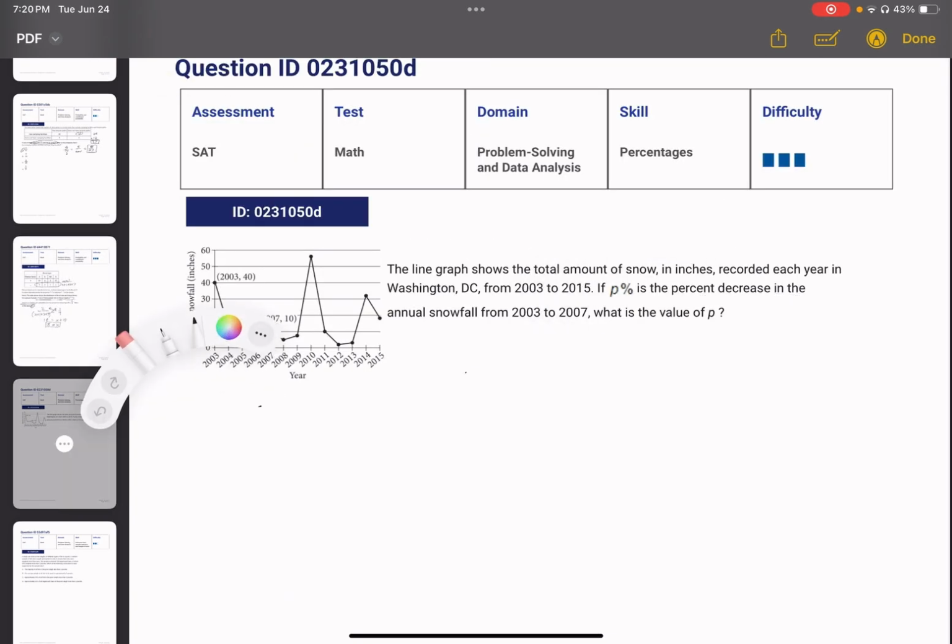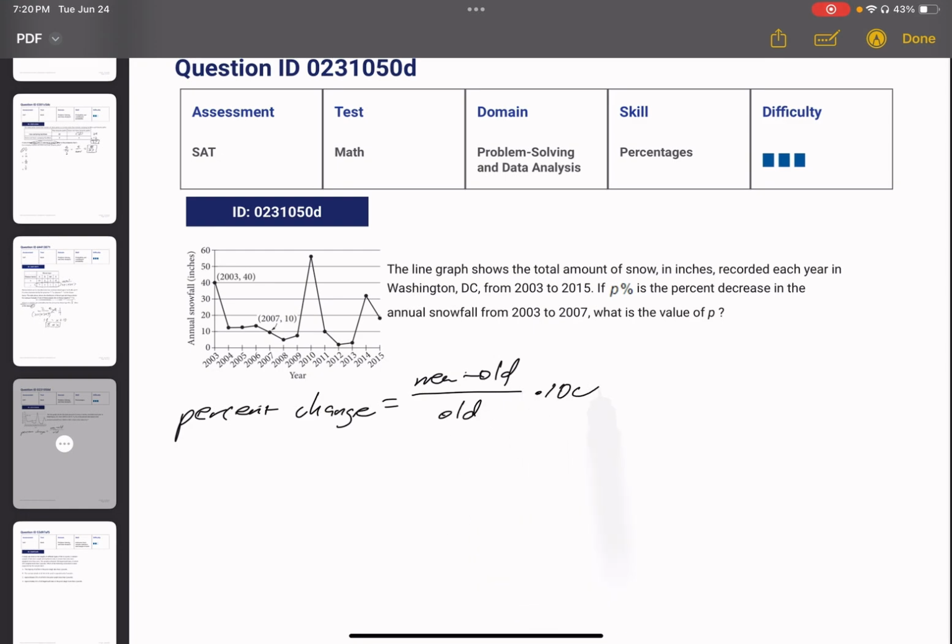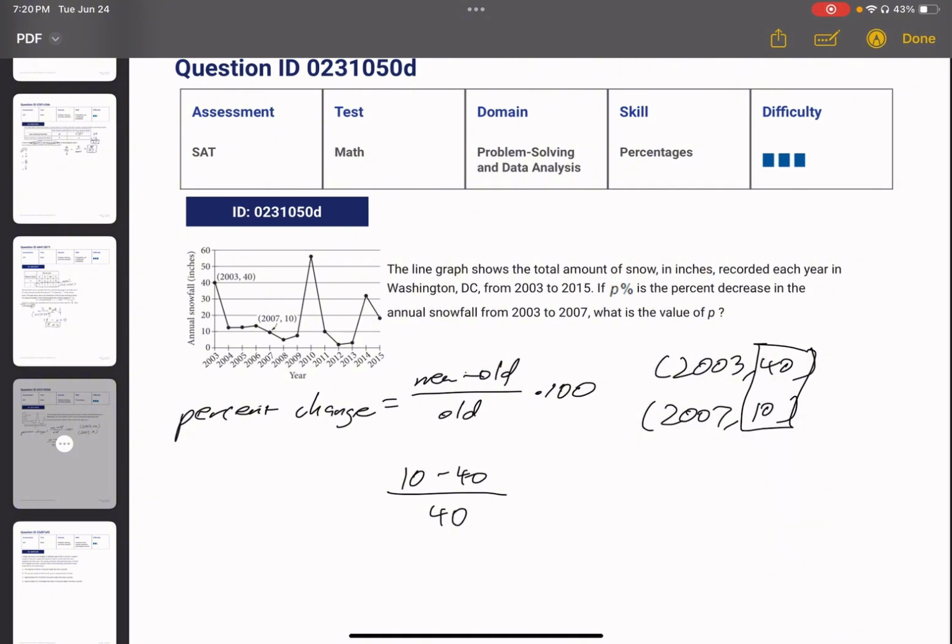Okay, so we know that our percent change formula is equal to new minus old divided by old times 100. And given our 2 points, 2003, 40, and 2007, 10, we know that this is our old value, this is our new value. So new, so we have 10 minus 40 over 40. We're only looking at really these points.